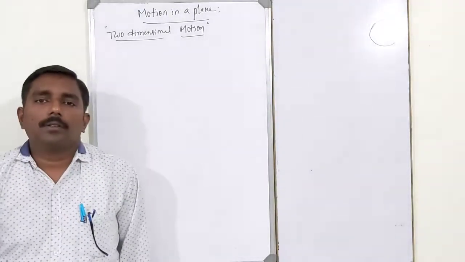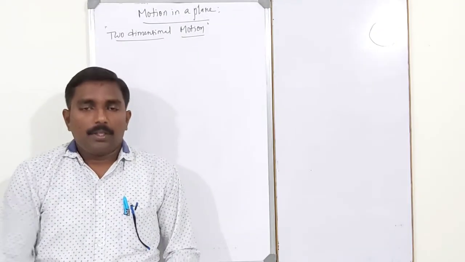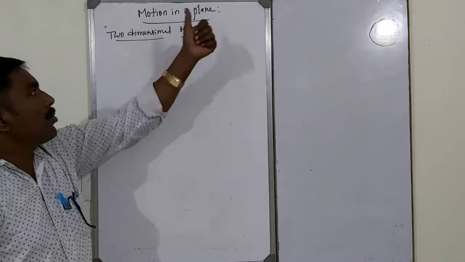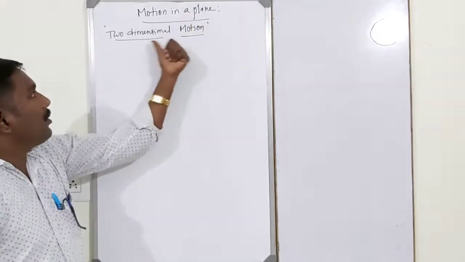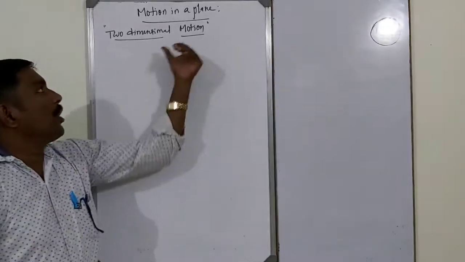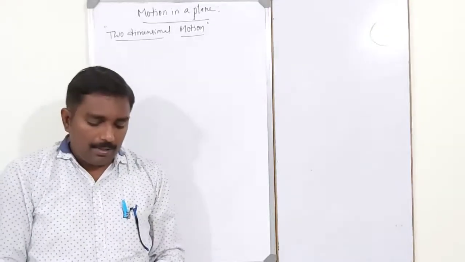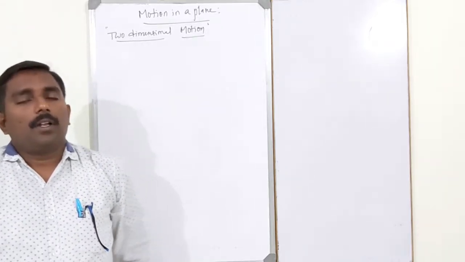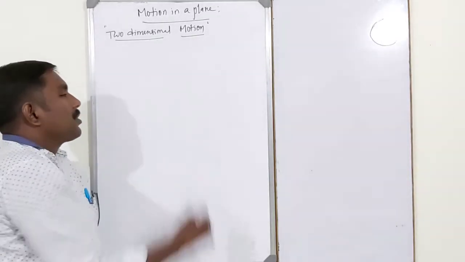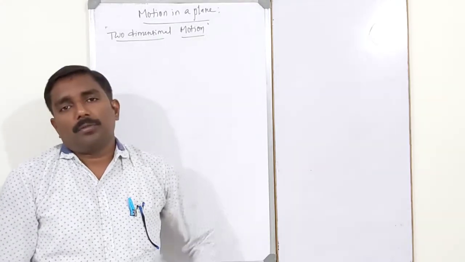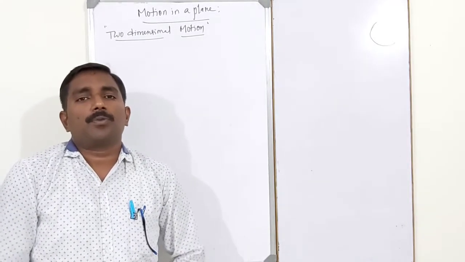Okay, students. Now let us discuss two-dimensional motion. That is, it is the motion in a plane chapter. Already in yesterday's class we have completed vectors. Now, two-dimensional motion. An example of two-dimensional motion is projectile motion.